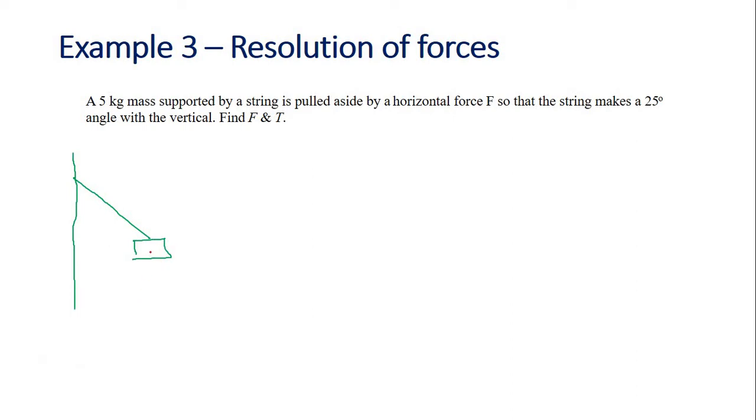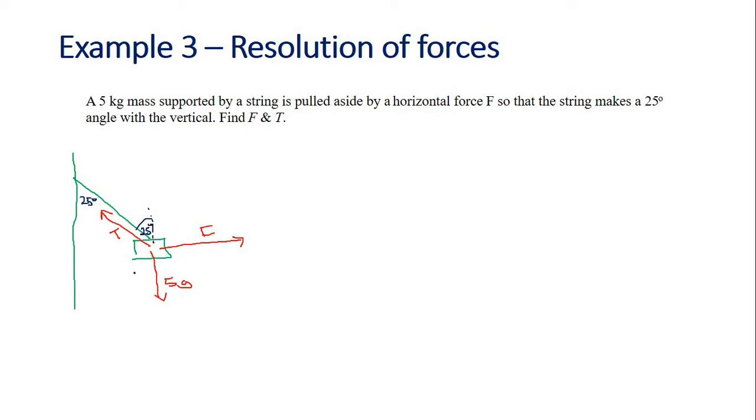We have a 5 kilogram mass, so we have the weight force of 5g. We have our tension in the string, and it's pulled aside by a horizontal force, so horizontal force here, F, so that it makes an angle of 25 degrees with the vertical. 25 degrees with the vertical. If that's 25 degrees, that means that this is going to be 25 degrees here.